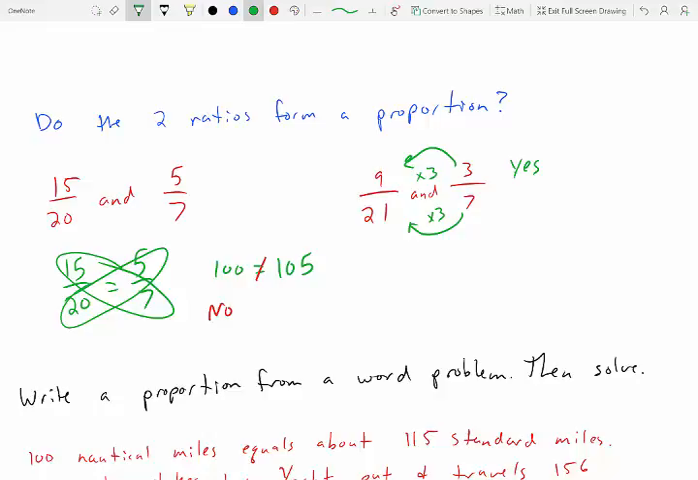If we did cross products, we would do 9 times 7, which is 63, and then we can do 3 times 21, which is also 63. So we say, yes, that works. So two different ways we can tell if they're proportions. Cross products will always work. Looking for common fractions and seeing if they're equivalent won't always work.